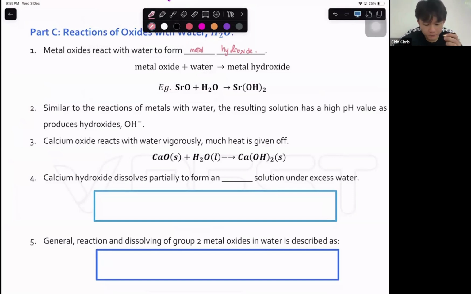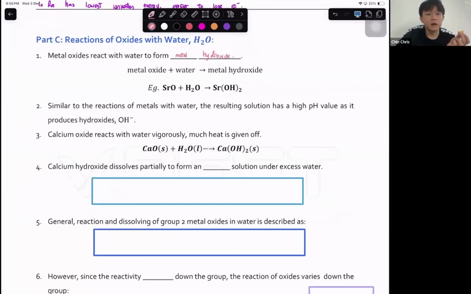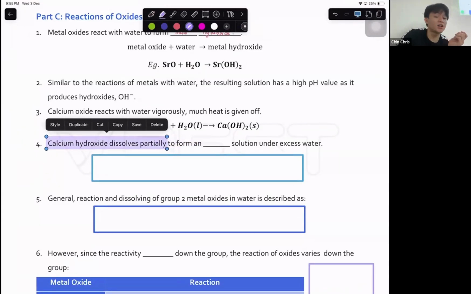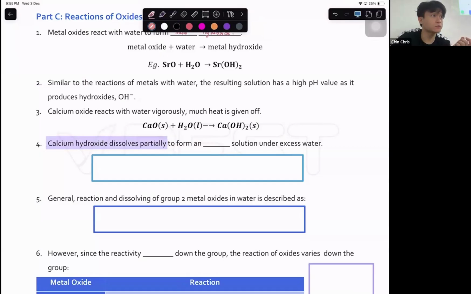Okay guys, next. You see, right? Similarly, the resulting solution has a high pH. Why? Because you have OH minus formed. So guys, calcium hydroxide is a weak base. What's the definition of a weak base again? It dissociates partially in water to form an OH minus solution, right?